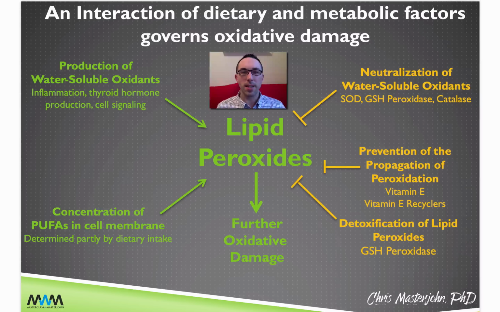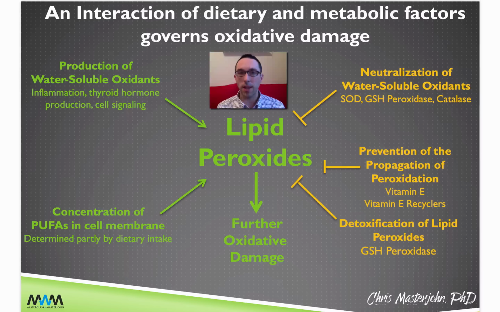So if we summarize the aspects that impact lipid peroxidation, we can divide everything into things that stimulate lipid peroxide accumulation, shown in the green on the left, and those that minimize or reduce lipid peroxidation, shown in yellow on the right. So if we have inflammation, thyroid production, normal cell signaling, normal metabolism, we have production of water-soluble oxidants. They will reach the membrane, and whether they make a lipid peroxide depends on whether they encounter a PUFA. So the concentration of PUFAs in a cellular membrane is also important.